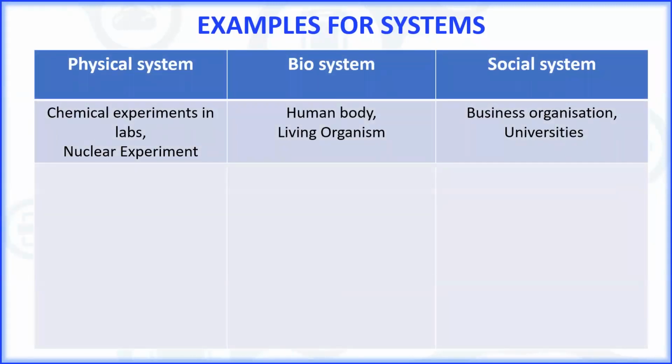These systems you can categorize in this way: physical systems, biosystems, and social systems. These are the main types of systems available. Physical systems are normally carried out in some closed location, like lab experiments, nuclear experiments, chemical experiments. Only a few people are allowed to access this type of system. It is sometimes dangerous for external people and the environment. Therefore, the function of a physical system needs to be carried out in a closed location, within a building or a room.